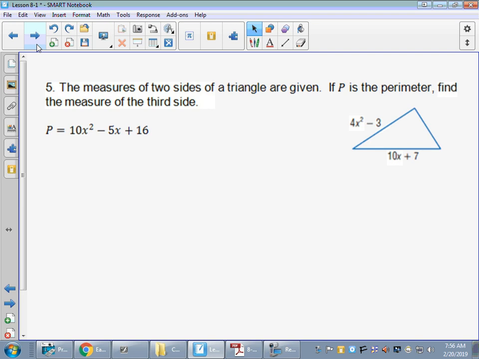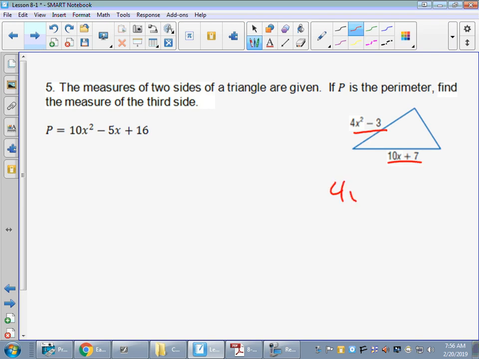All right, so in this one, we got measures of two sides of a triangle are given. They're given over here on the right, and if P is the perimeter, that's over there on the left, find the measure of the third side. So we can add these up because it's perimeter, and we've got our perimeter given to us. We've also got the two sides. So the first thing we're going to have to do is add these two sides over here.